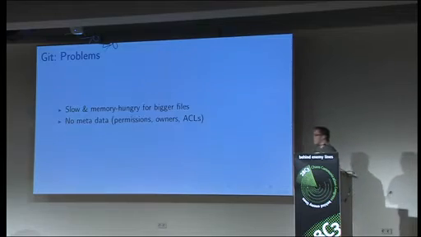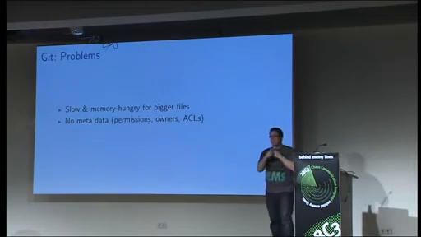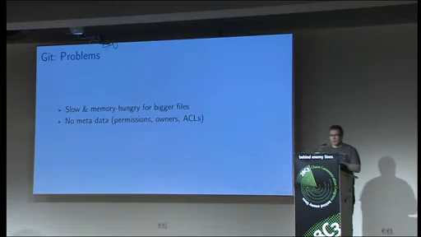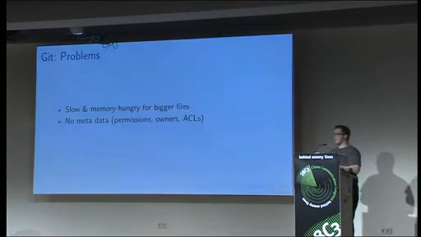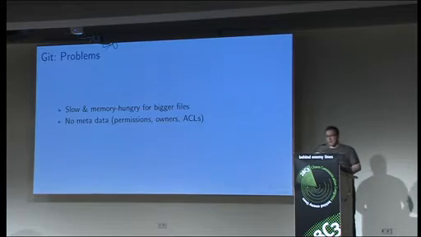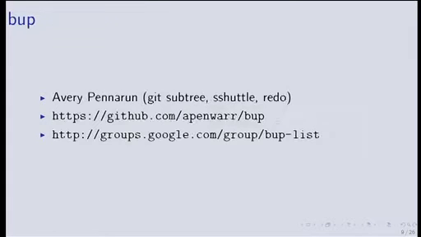Second, Git doesn't store metadata. Okay, it stores the executable flag, and it stores symlinks, but nothing else. No permissions, no owners, no groups, no ACLs, nothing. That brings us to BUP.